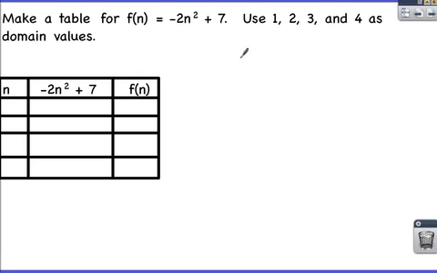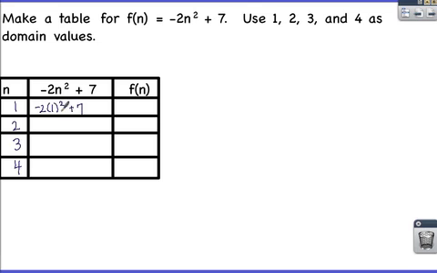Now let's make a table for f of n equals negative 2n squared plus 7. Use 1, 2, 3, and 4 as domain values. As you recall, domain is the set of the input or x coordinates. So we're going to substitute 1, 2, 3, and 4 in for n. This is our function rule. So now all I need to do is substitute those values in for n and simplify in order to find the output. So we have negative 2 times 1 squared plus 7.